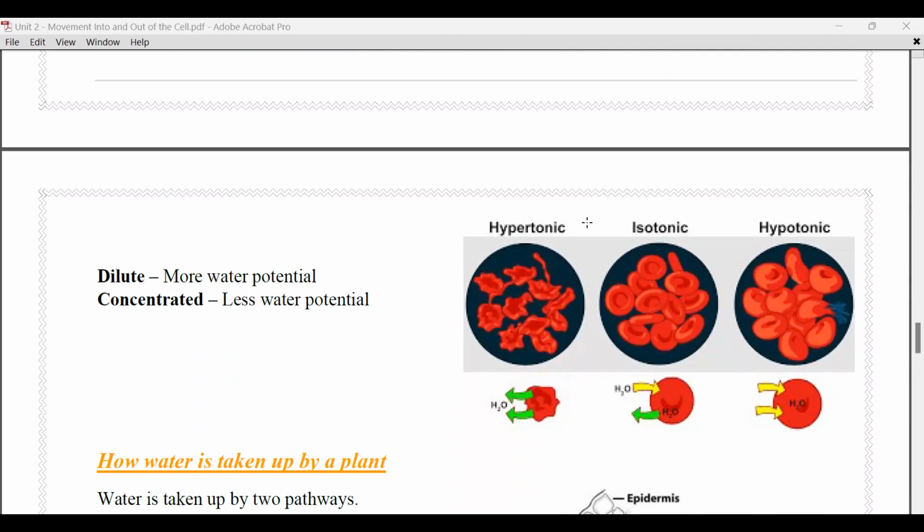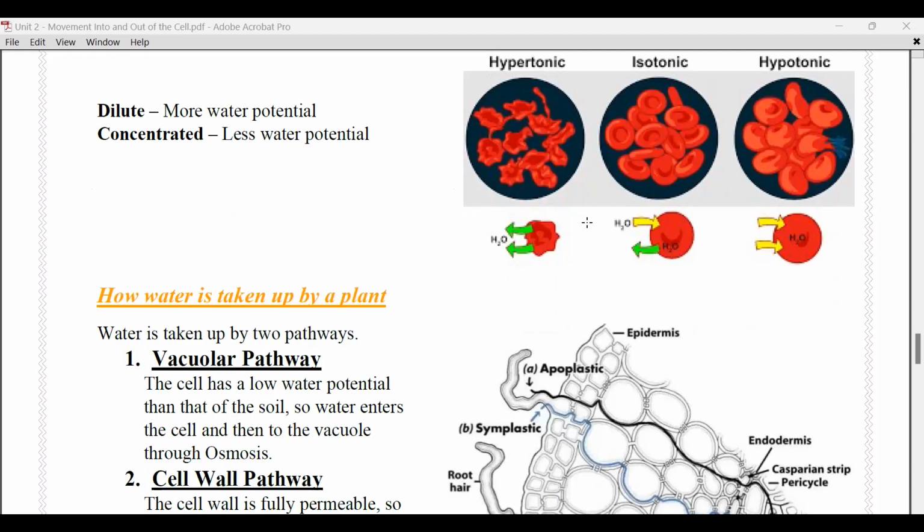Isotonic is the term used when there is an equilibrium, where the water movement into the cell is the same as the water movement out of the cell, which normally happens in a solution which has an equal water potential to that of the cell. And finally, the term hypotonic is used when a cell is generally placed in a solution of higher water potential, which causes the entry of water into the cell. Another subpart that is talked about under osmosis is how water is taken up by a plant.